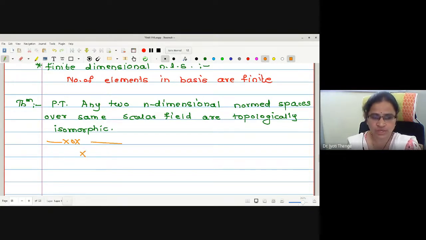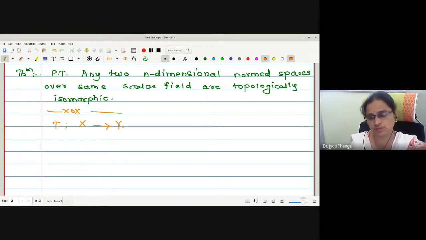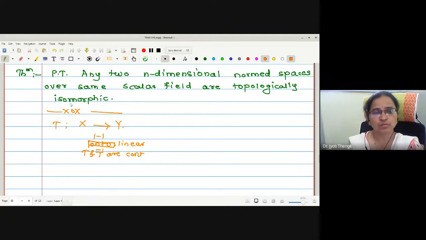Now let us just recall what is topological isomorphism. Suppose X and Y are two normed linear spaces. A mapping T is defined from X to Y. Then the two normed spaces are said to be topologically isomorphic to one another if it satisfies the conditions: one-one, and T and T inverse are continuous. Which one did I forget? Linearity, right. Onto is essential in this case, because we were saying topologically isomorphic to one another. That's why onto is necessary, right?